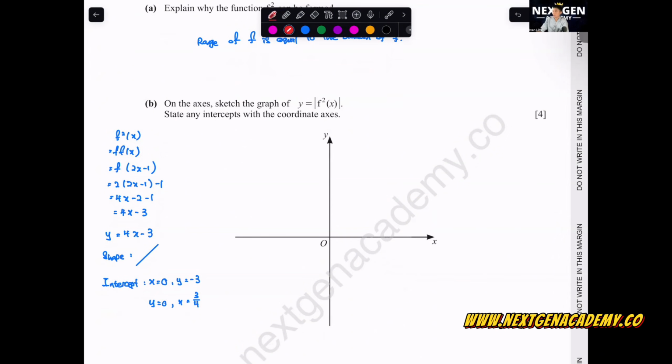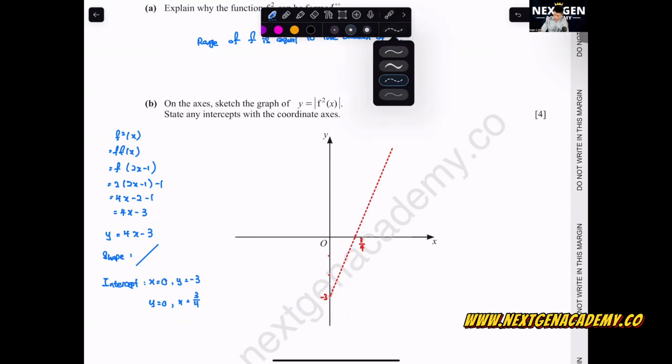Okay, now we plot out the points. Just roughly estimate 1, 2, 3. So negative 3, then here is 3 over 4. So the original graph, how does it look like? It will be a graph going up. But with the modulus, this bottom part is reflected up.